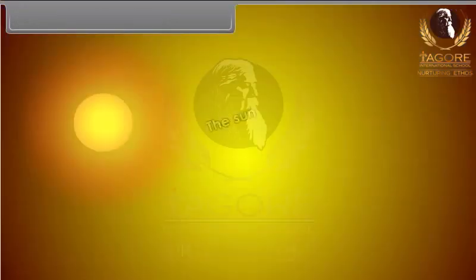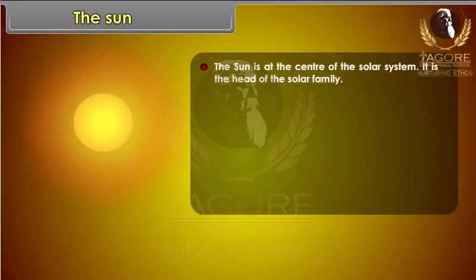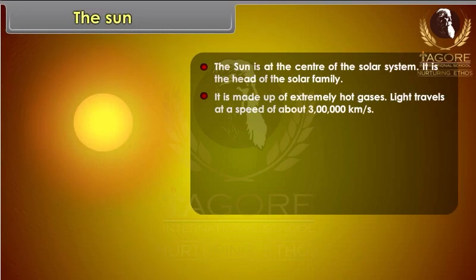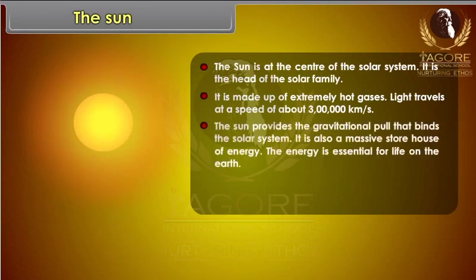The Sun. The Sun is at the center of the solar system. It is the head of the solar family. It is made up of extremely hot gases. Light travels at a speed of about 3 lakh kilometers per second. The Sun provides the gravitational pull that binds the solar system. It is also a massive storehouse of energy.